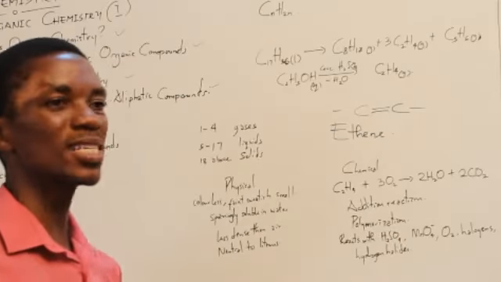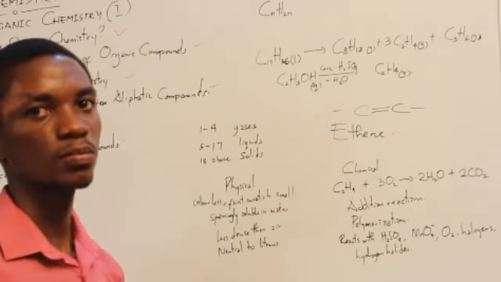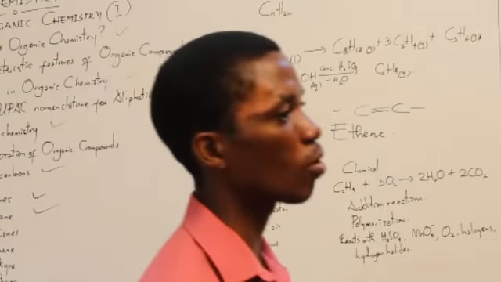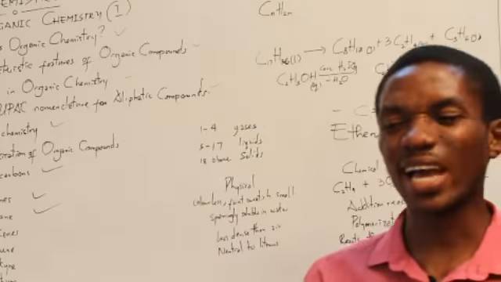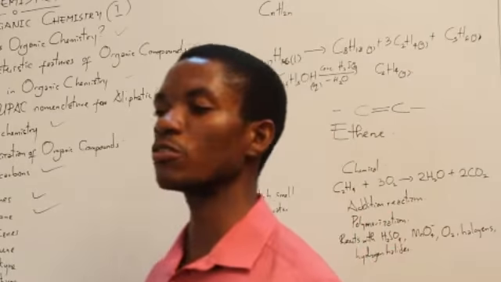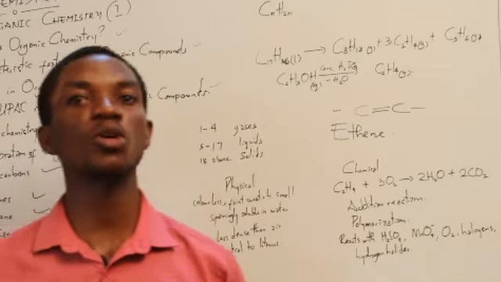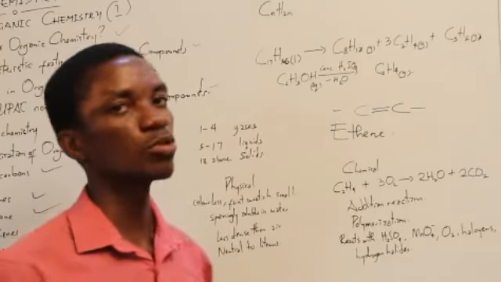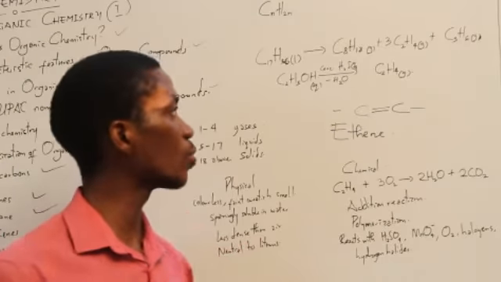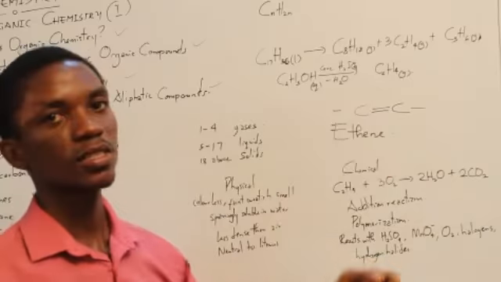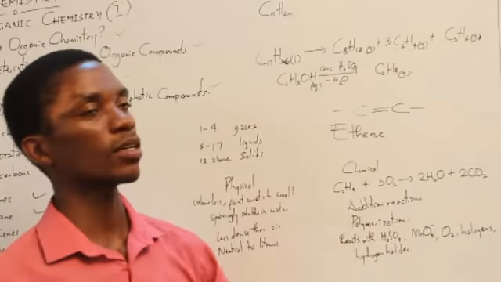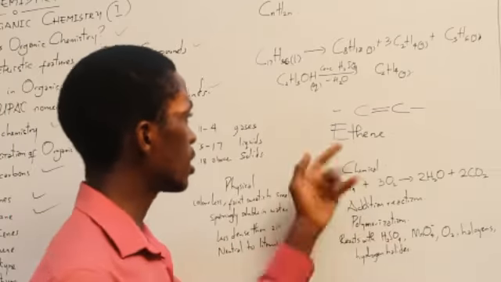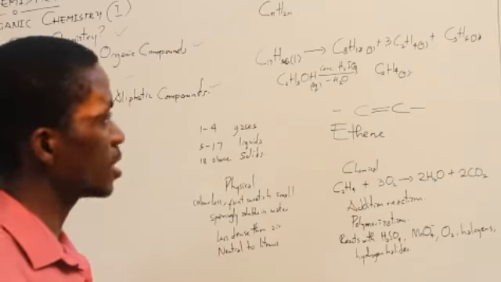Also, we can get it by simply drying the ethanoic acid. How do we dry the ethanoic acid? Of course, we know that concentrated H2SO4 is hygroscopic. That is, it loves water. It absorbs moisture from the environment. So if you bubble or pass it through, it would extract the water from it and leave just the ethane, which will come out as a gas. So these are the ways to prepare ethane in the laboratory.